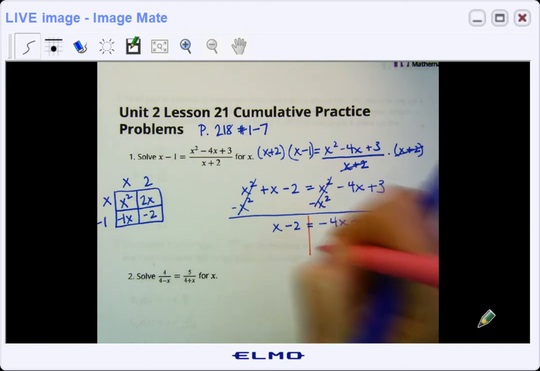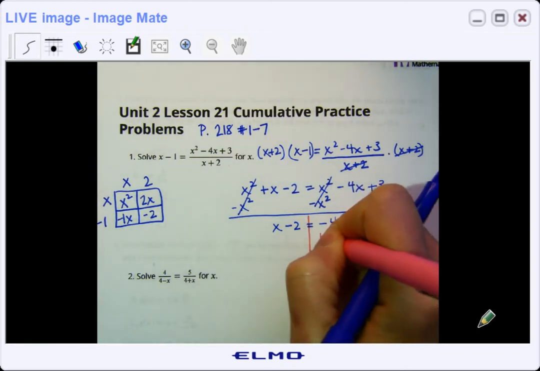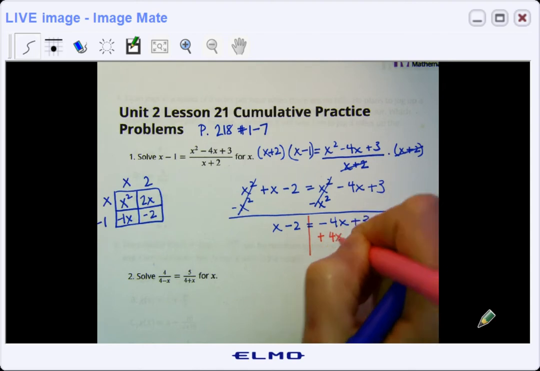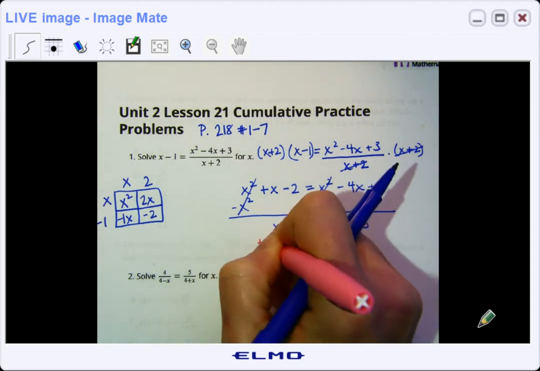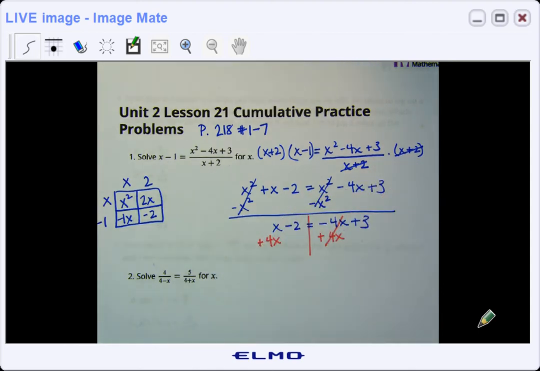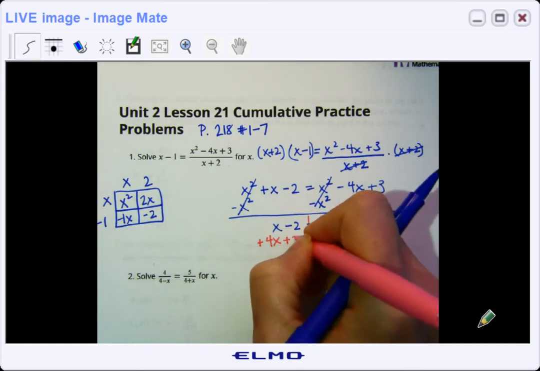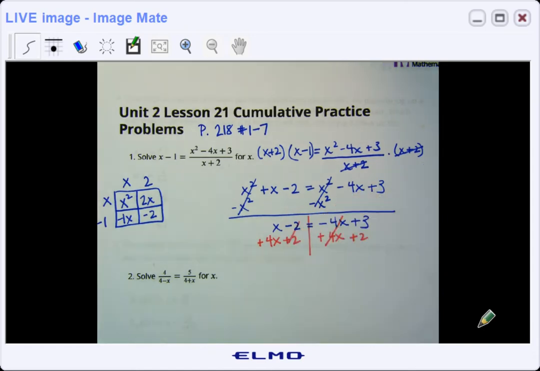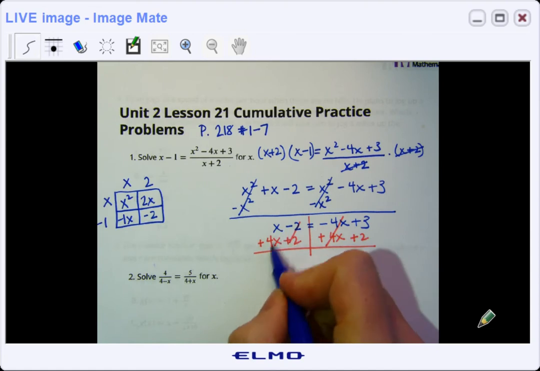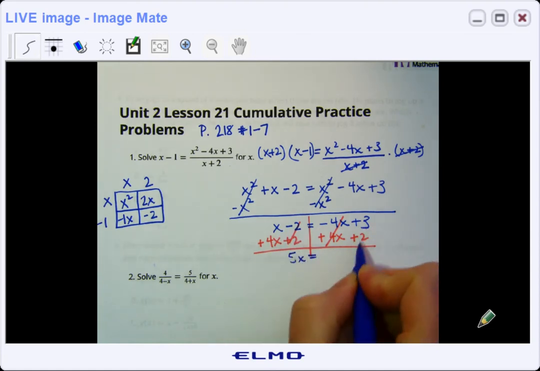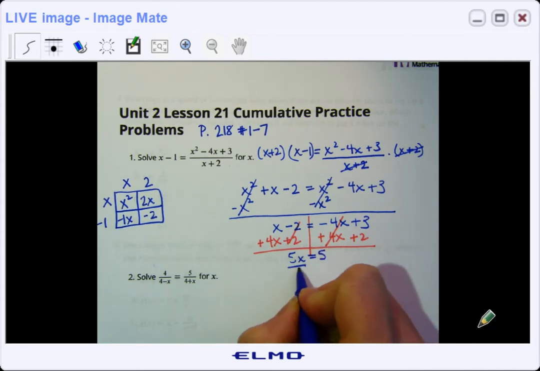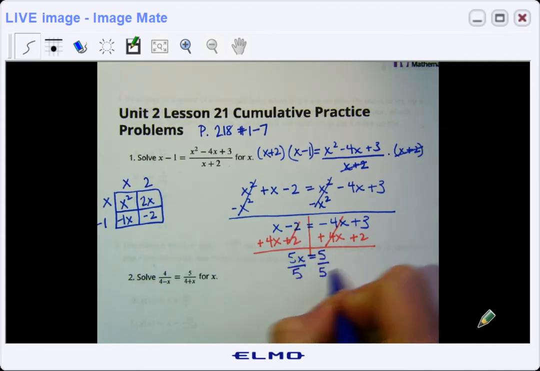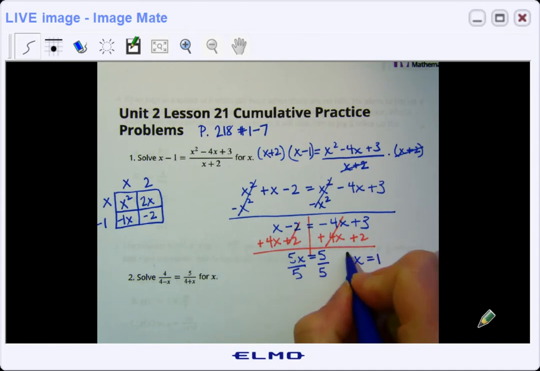So here's my equal sign. I want to move variable terms. So the minus 4x, I'm going to add 4x to both sides. And then the constant terms to the other side. So minus 2, so I'm going to add 2 to both sides of the equation. And now we have, this is 5x. And 3 plus 2 is 5. So divide, and we get x equals 1.